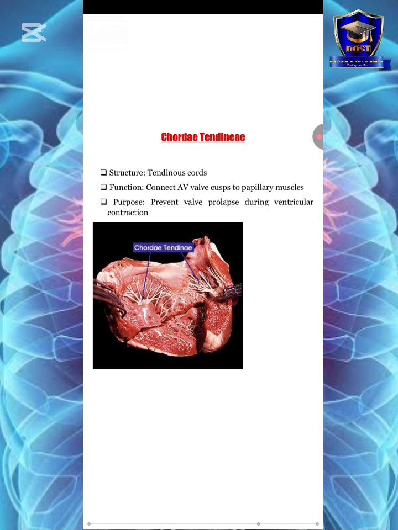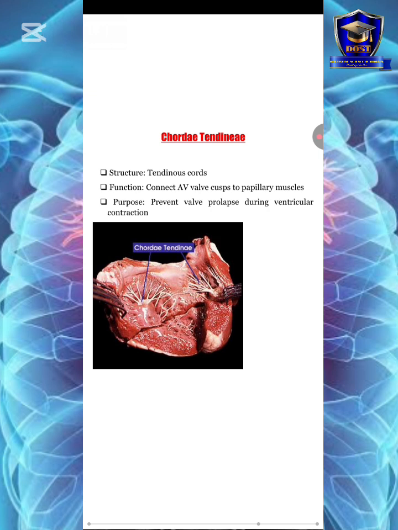A muscle inside the heart is called the papillary muscle. The purpose is to prevent the valves from prolapsing during ventricular contraction. That means when the ventricles contract, the blood from the ventricle will not push the valve into the atrium. So the cord is there to hold it very tight.